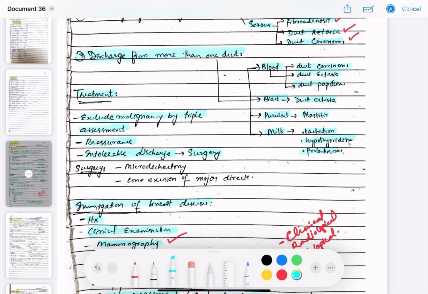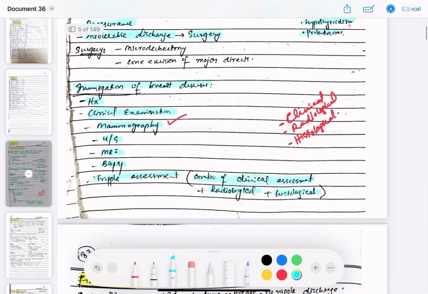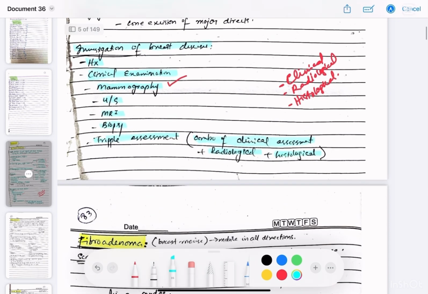The treatment options are to exclude malignancy by triple assessment and reassure the patient, and do the investigations, which are history, clinical examination, mammography, ultrasound, MRI, biopsy, and triple assessment. Triple assessment is a combination of clinical assessment, radiological assessment, and histological assessment. Then the treatment is provided, which is to exclude malignancy, reassure the patient, and if the discharge is intolerable, then surgery is done. Okay, now the next topic is fibroadenoma.